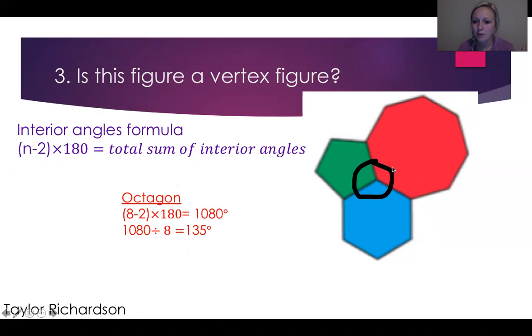And so we're going to go ahead and plug our sides into each of these, into this formula. So an octagon has 8 sides.